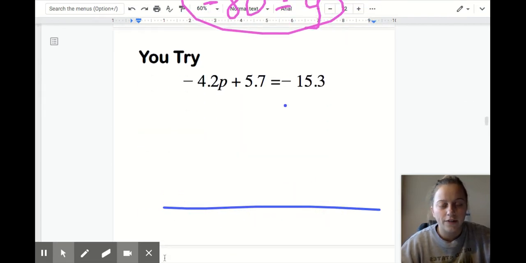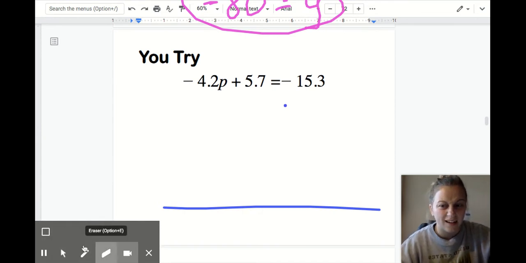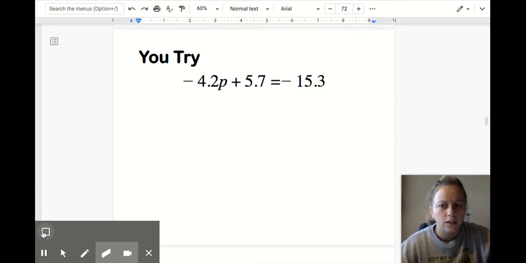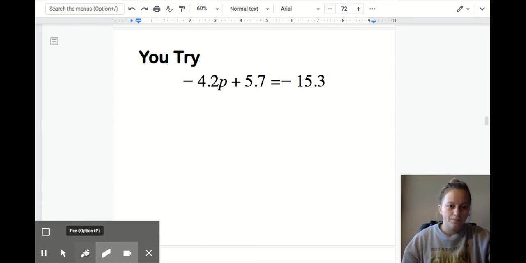All right, go ahead and try this one. The numbers are a little bit harder, but the process is exactly the same. And you have calculators, so you might as well use them. Go ahead, pause the video and try this one.